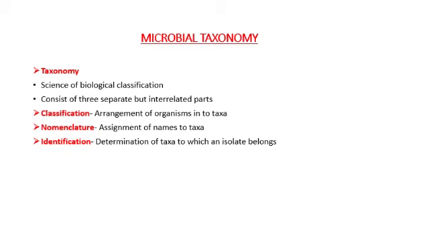Then the third one is identification. Once we have classified and given the names, finally we have to identify it. That means the determination of the taxon to which an isolate belongs. It is the practical side of taxonomy, the process of determining that a particular isolate belongs to a recognized taxon. That means we are determining which taxon the given isolate belongs to, or whether it belongs at all.